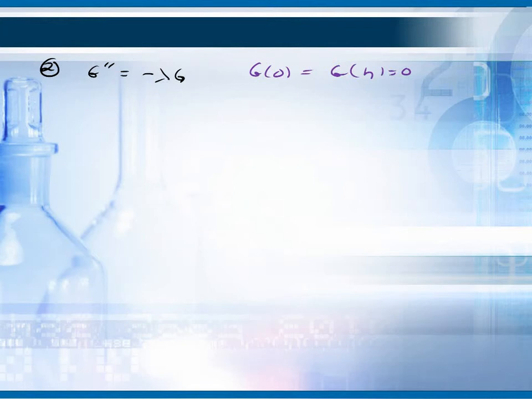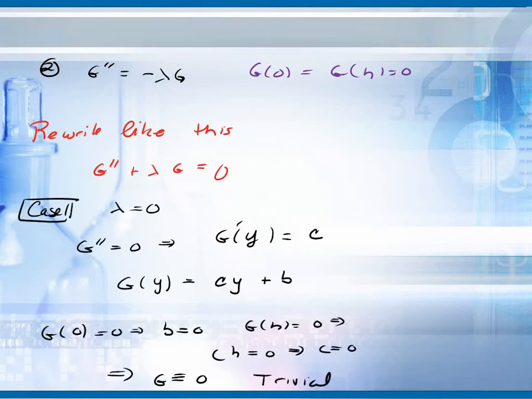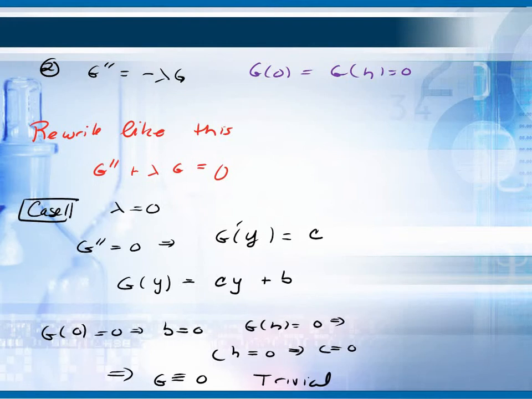So here's equation 2. I'm going to work with equation 2 first. I have g double prime equals minus lambda g, and I have that boundary condition. So I'm going to rewrite it in this way. This is a second order ordinary differential equation, and there's several possibilities. For example, lambda could be identically 0. If lambda was 0, what do I get from that? Well, g double prime is 0, which means that g prime of y is a constant, which means that g of y is a constant times y plus b. If I apply the boundary conditions, I end up with g identically 0. So it's the trivial solution.